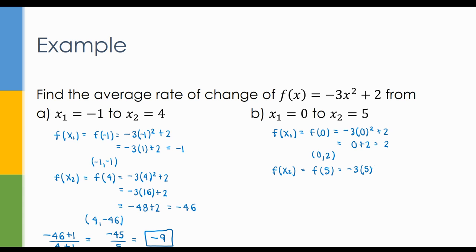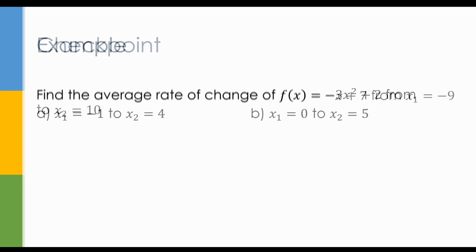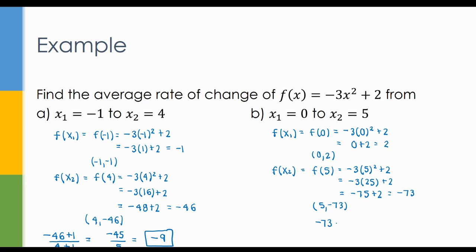So we'll have negative 3 times 5 squared plus 2. Well, 5 squared is 25. Negative 3 times 25 is negative 75. When I add 2 onto that, I'm going to get negative 73. So I'm dealing with an ordered pair of 5, negative 73. So now I can use those 2 ordered pairs to calculate my slope. So we'll have negative 73 minus 2 on the top. Those are my y's, all over 5 minus 0 on the bottom. So we'll get negative 75 on the top, positive 5 on the bottom. Divide that, and our average rate of change is negative 15.